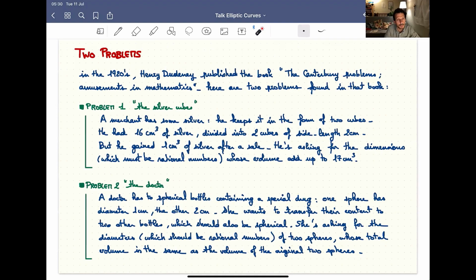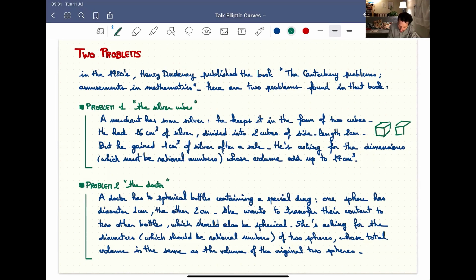The first one is called the problem of the silver cubes, and it's about a merchant who has a lot of silver, and for some reason he likes to have his fortune organized in the form of two silver cubes. One day he had 16 cubic centimeters of silver, divided into two cubes, and each of those cubes has side length 2 centimeters. So the total volume is indeed 16 cubic centimeters. I should maybe make a small picture.